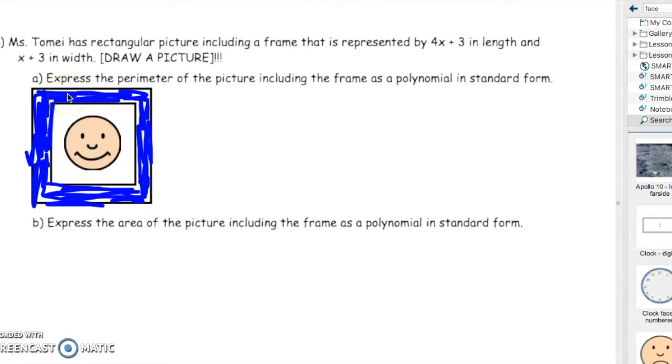Ms. Somei has a rectangular picture, including a frame, that is represented by 4x plus 3 in length and x plus 3 in width. Express the perimeter of the picture, including the frame, as a polynomial in standard form. Okay, so what you have to do is label this. This is going to be 4x plus 3, 4x plus 3. And this is your x plus 3.